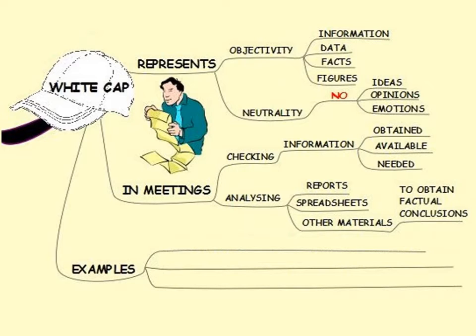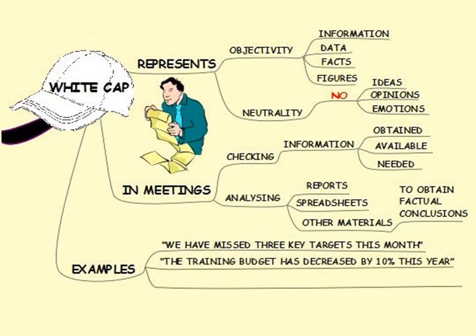What are the facts about what's going on here? Some examples of white cap thinking: we've missed 3 key targets this month. The training budget has been decreased by 10% this year. The report has 2 environmental recommendations. So here there's no emotions, there's no opinions about anything. These are just white cap thinking, facts and pieces of information.